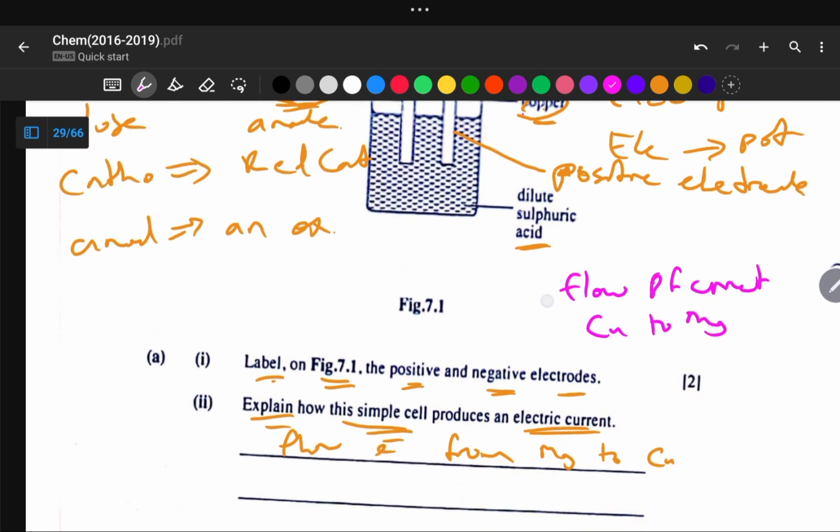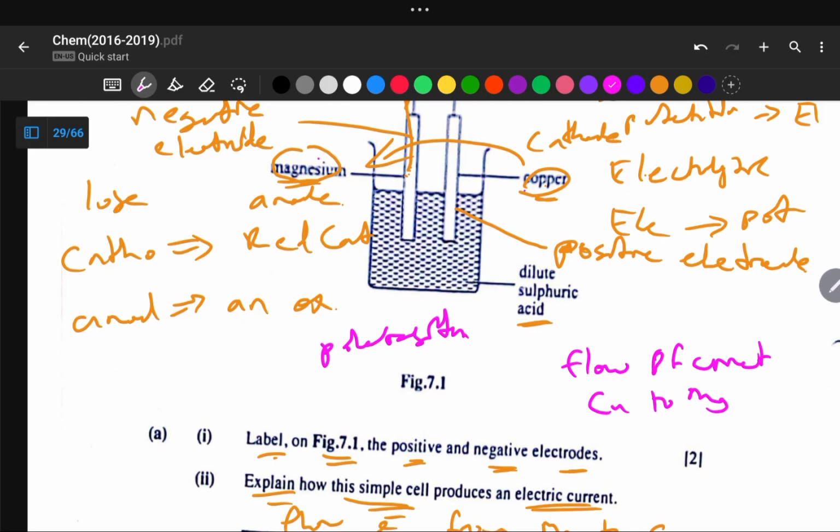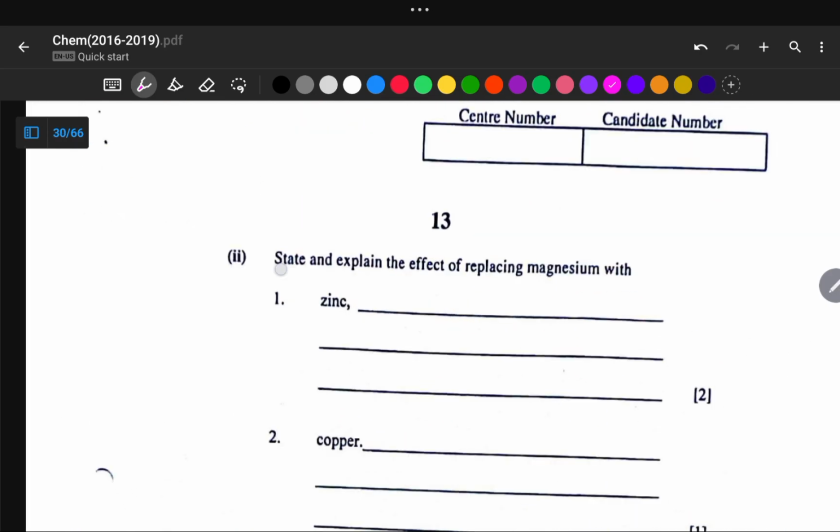And you must also be able to define the term polarization. So polarization is the accumulation of hydrogen gas bubbles on the cathode. We explained this in our topical series, so you need to go and check that tutorial. The next part says state and explain the effect of replacing magnesium with zinc.